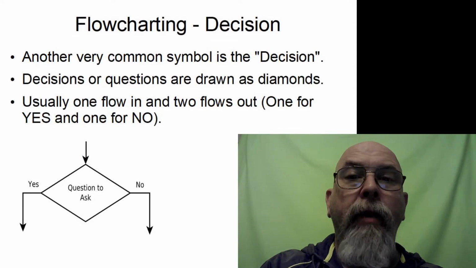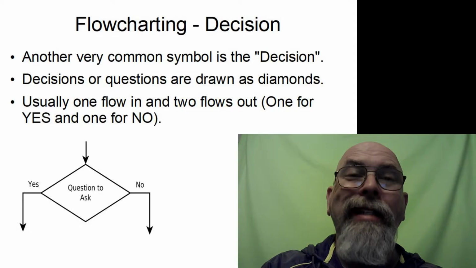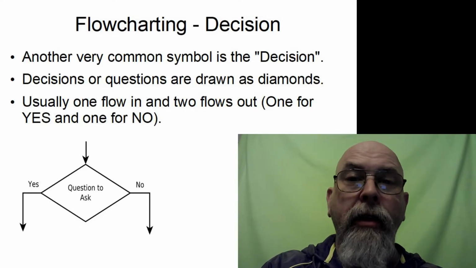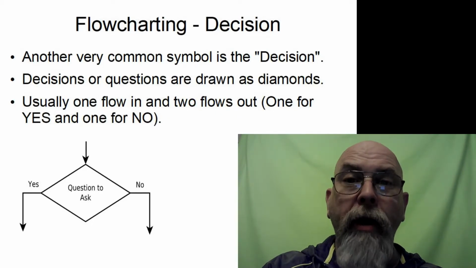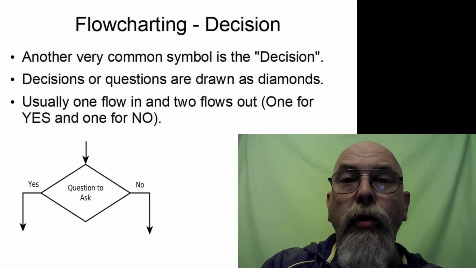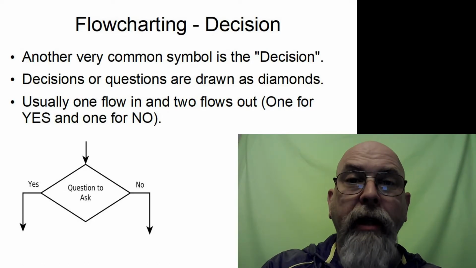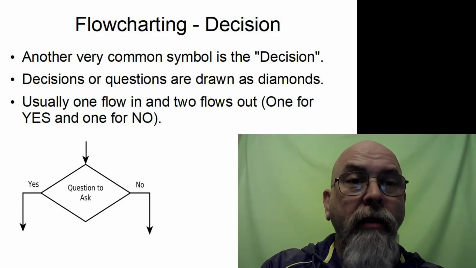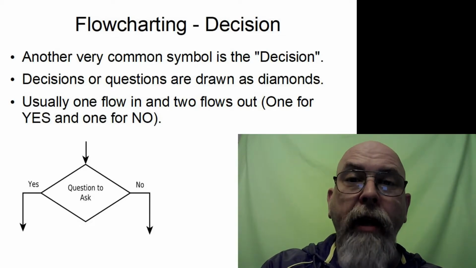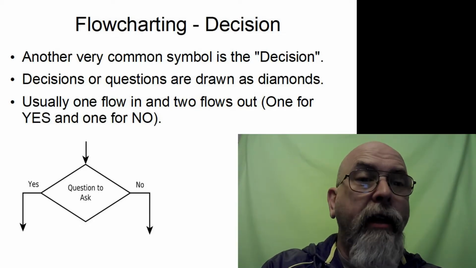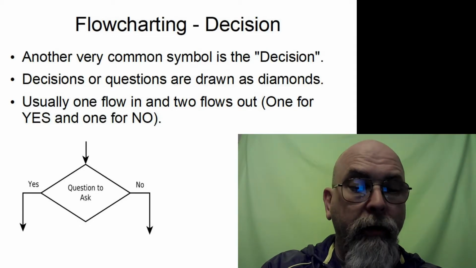The third shape I want to introduce is the decision. The decision shape is the diamond, and basically it's a place to ask yes/no questions. You enter the diamond or the decision with one flow in, and then there are two or more flows out, each marked with a value. For instance, in the example shown, there's one flow in, a flow out for yes, and a flow out for no.